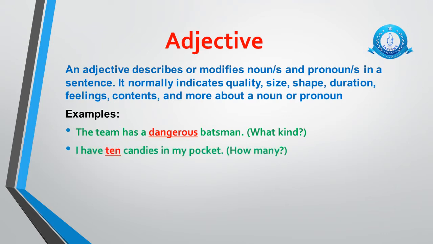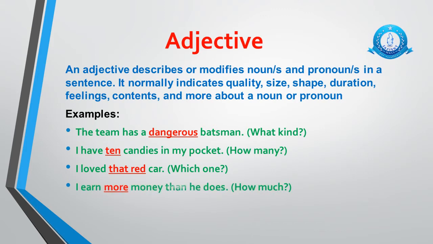I have 10 candies in my pocket. How many candies? 10 candies. So 10 is an adjective over here as it is qualifying candies, that is a noun. I love that red car. Which one? That red. So that red is an adjective as it is qualifying the noun car.